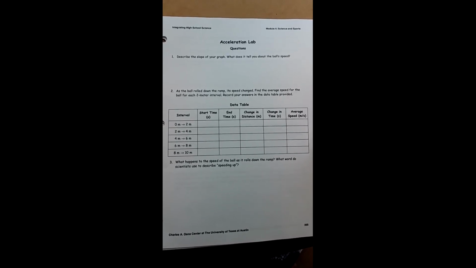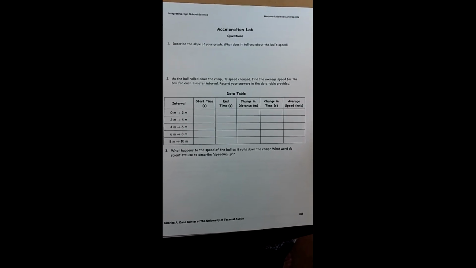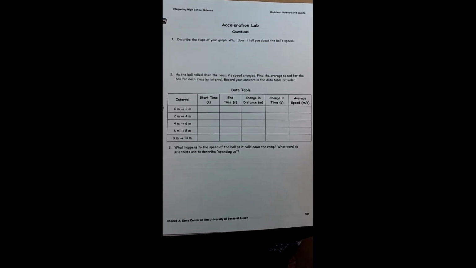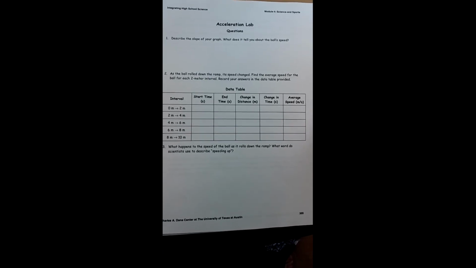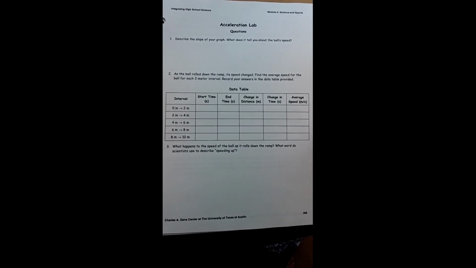Question 2: as the ball rolled down the ramp, its speed changed. Find the average speed for the ball for each 2-meter interval. Record your answers in the data table provided. And I'll try to get copies down in the link below of these questions so you can copy and paste, or you can just pause and type them out. Of course, you can make this on yourself.